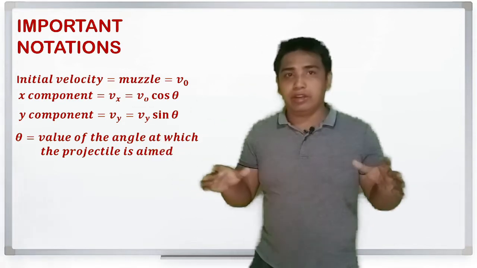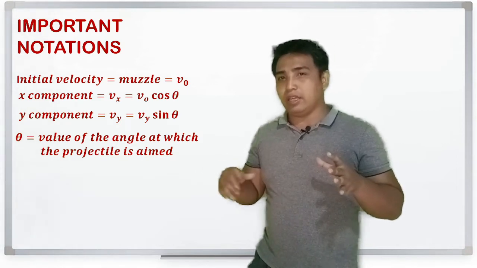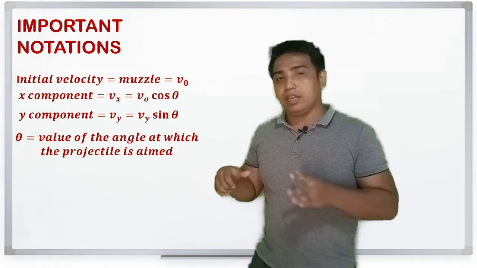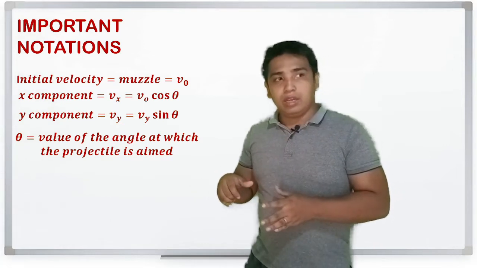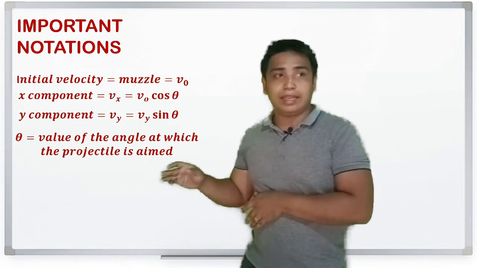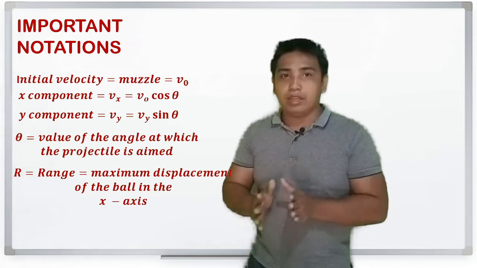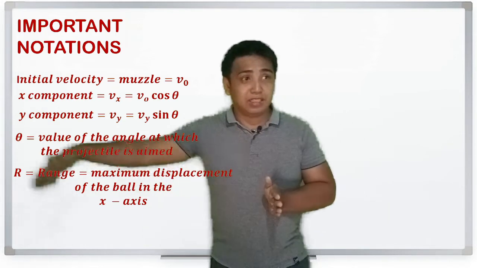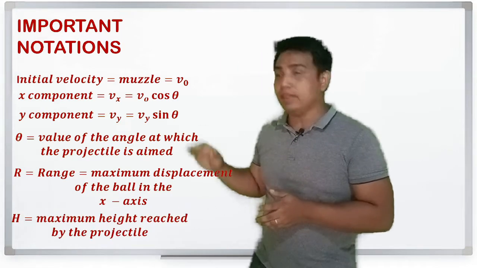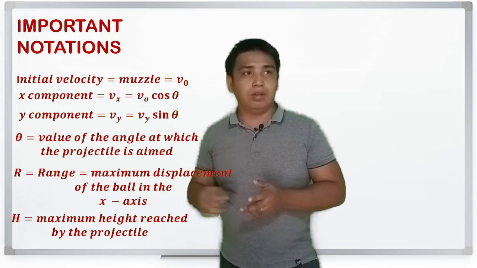And here, since you will see that there is a distance traveled along the x-axis, you will see that the initial and final position in the x-axis has covered some distance, and we call that the range. Alright, so that is how far the ball has traveled in the x-axis. And then we have the height, which is the maximum height traveled by our projectile.